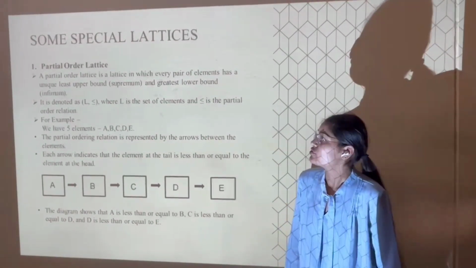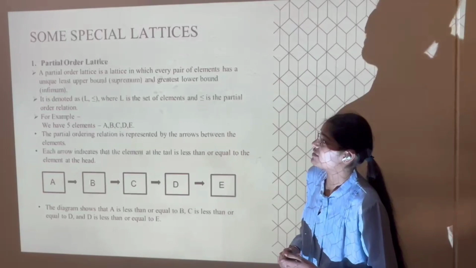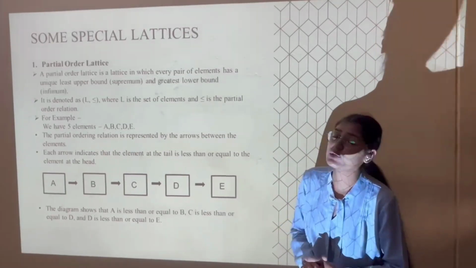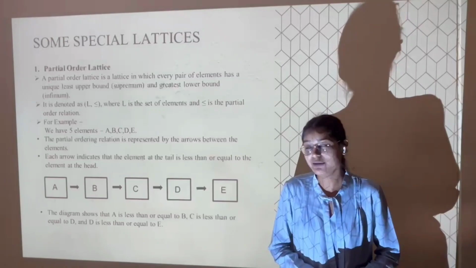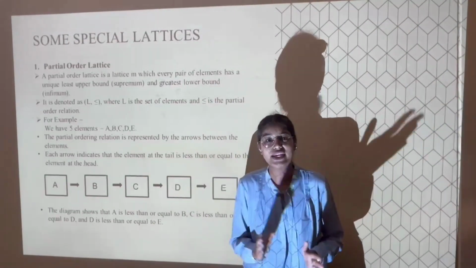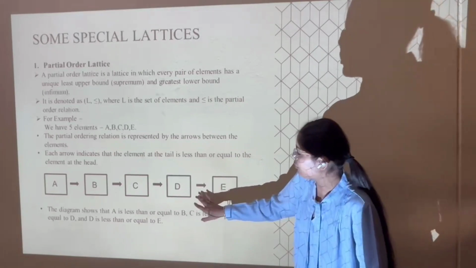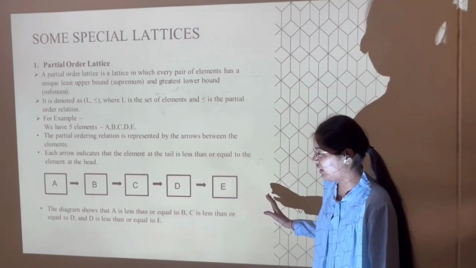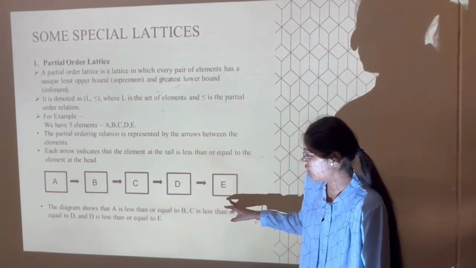Now, some special lattices. So there are 2 types of special lattices which we will be covering in this, which are partial order lattice and total order lattice. So in a partial order lattice, a partial order lattice is a lattice in which every pair of elements has a unique least upper bound, that is supremum, and greatest lower bound, that is infimum. It is denoted as L and less than or equal to, where L is the set of elements and less than or equal to is the partial order relation. Now let's understand this with the help of an example. Suppose we have 5 elements A, B, C, D and E, as you can see here in the boxes. So the partial order relation is represented by the arrows between them, and each arrow indicates that the element at the tail is less than or equal to the element at the head. Like A is less than or equal to B, and C is less than or equal to D, and D is less than or equal to E.